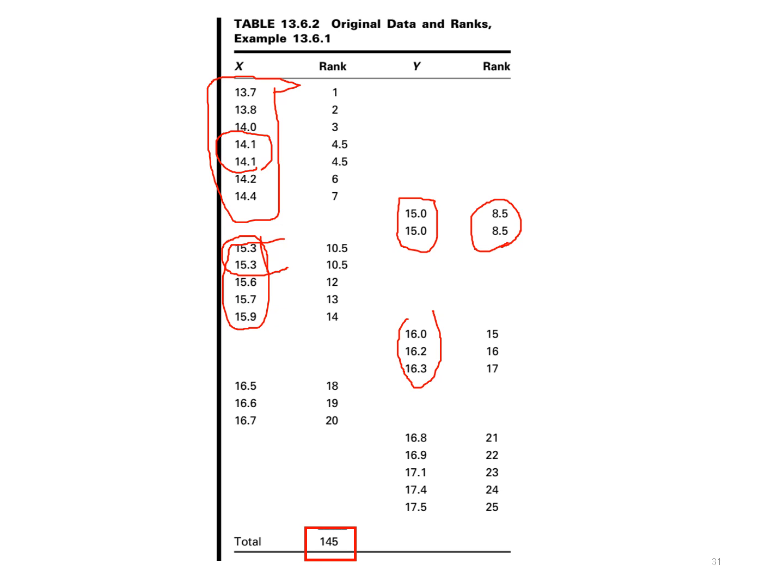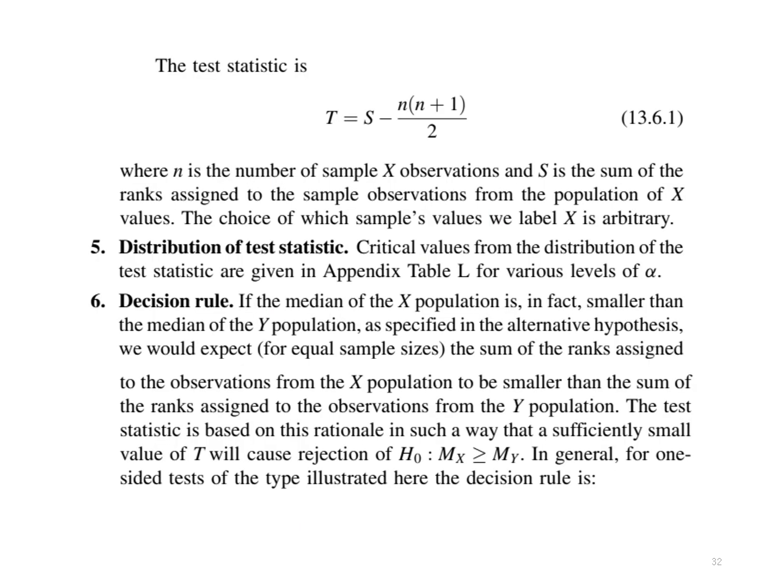Now for our group of interest, X, the exposed group, the sum of ranks is 145. You have to remember this one. This is the table showing how to deal with the data. Let's move to the next slide.